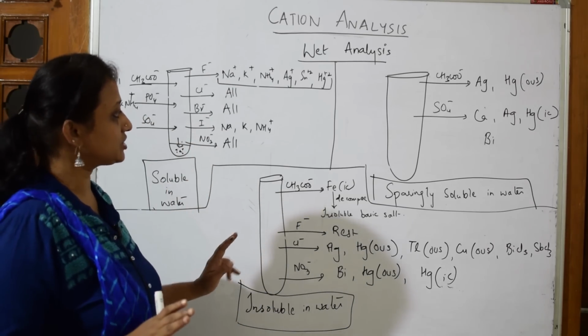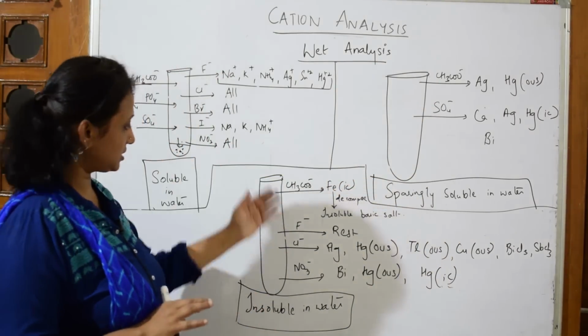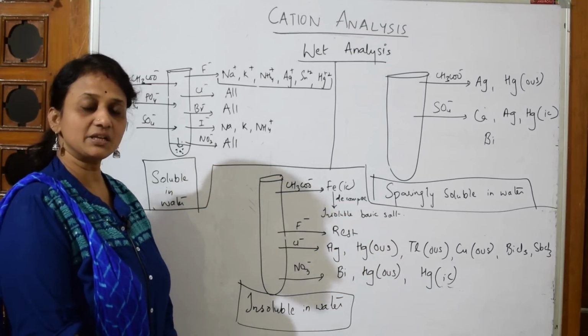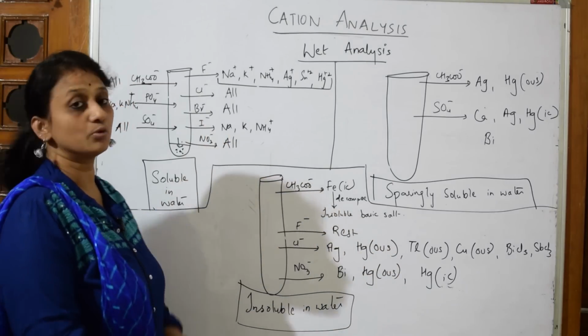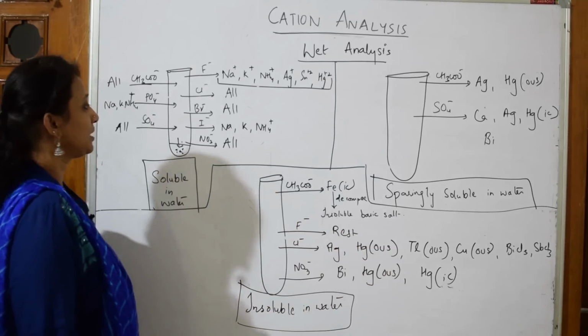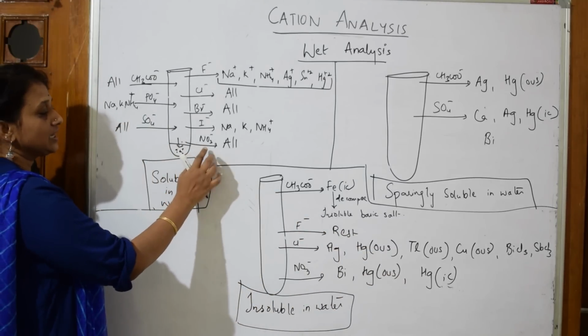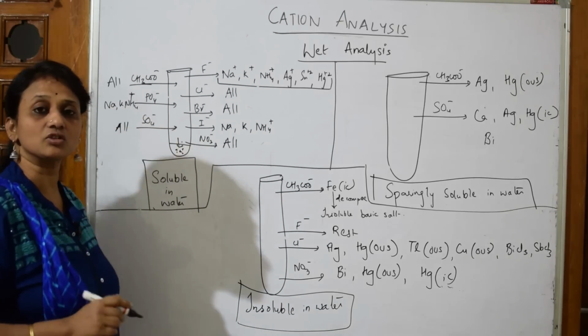Is there any variation? Let's see. Check, not there. Check here, not there. That means all iodides are soluble, all bromides are soluble in water. Now, let's come back to nitrate. In nitrate, all nitrates are soluble in water.